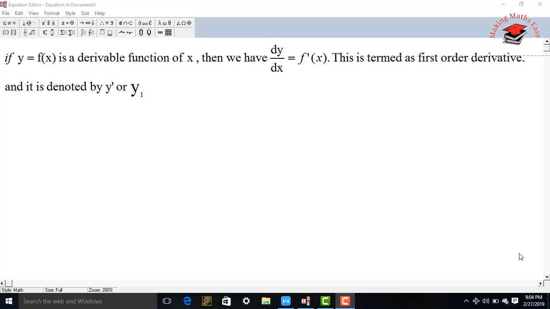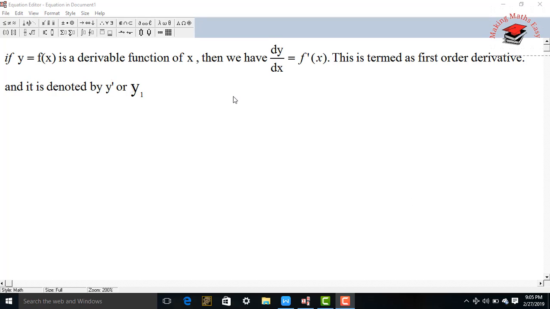First of all, if f of x is a derivable function of x and we have dy by dx equal to f dash of x, this term is coined as the first order derivative and it is denoted by y dash or y1. So we know that if y is a function of x, means y equals f of x is a derivable function of x, and its derivative with respect to x is termed as f dash of x, which is also denoted by y dash or y1. It is a first order derivative, the derivative with the order 1.